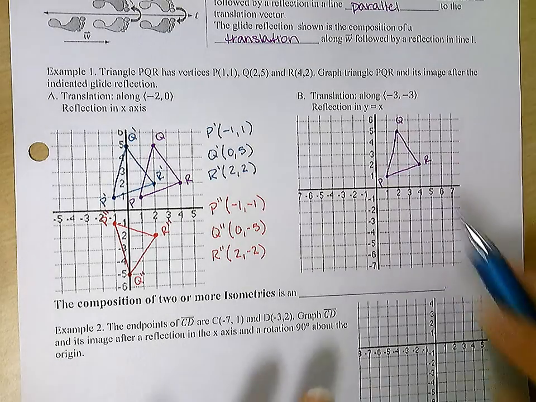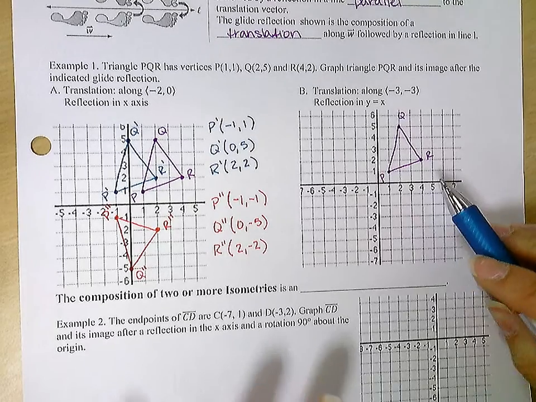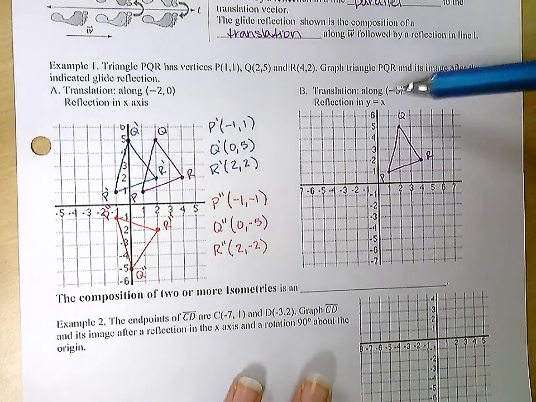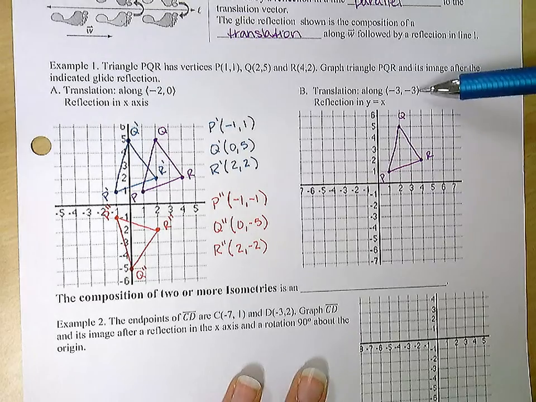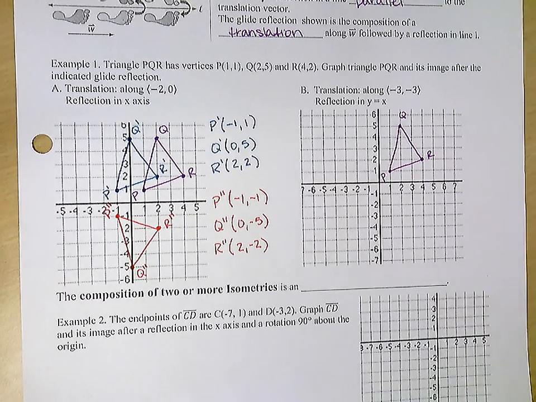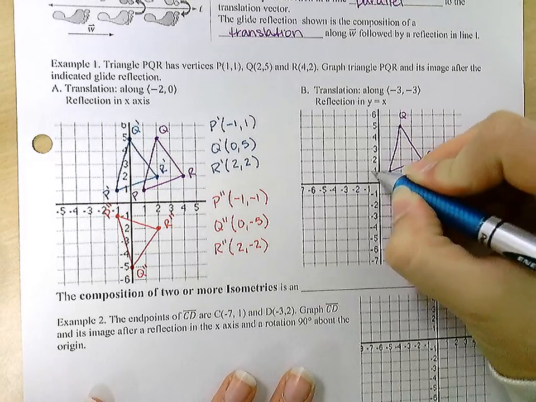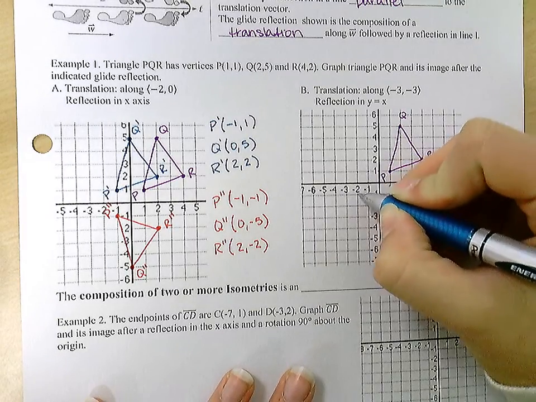All right, so here's my pre-image with P, Q, and R. If you're not done with this problem yet, keep going. You should be almost done. So first I'm going to translate along this vector here. I'm going to go left 3 and then down 3 for each point.